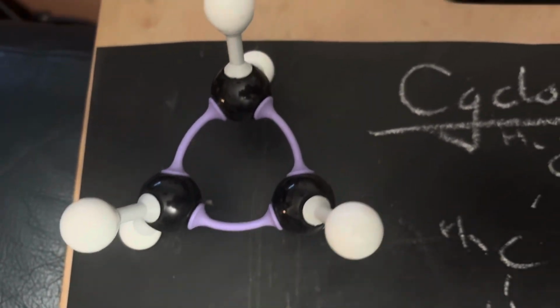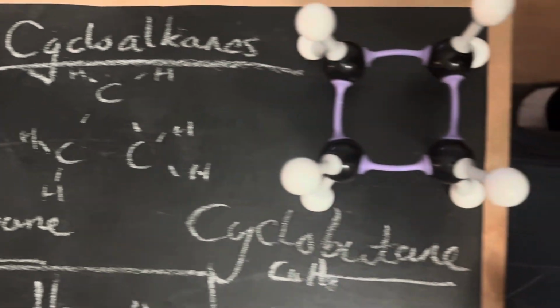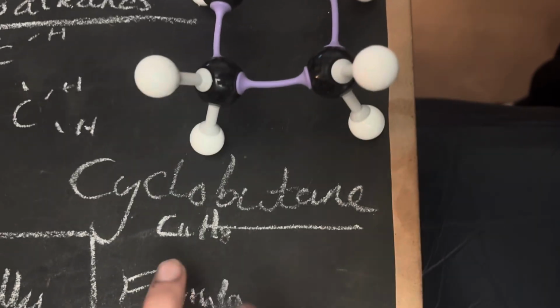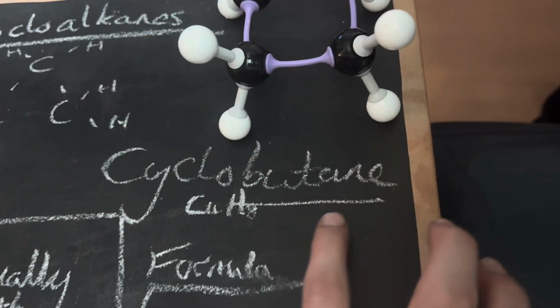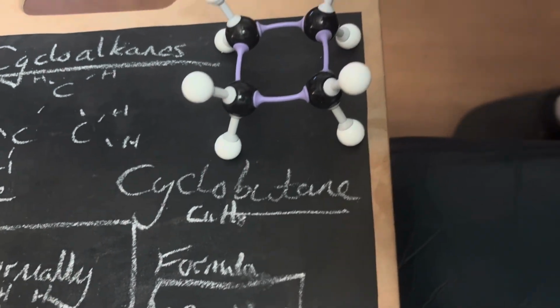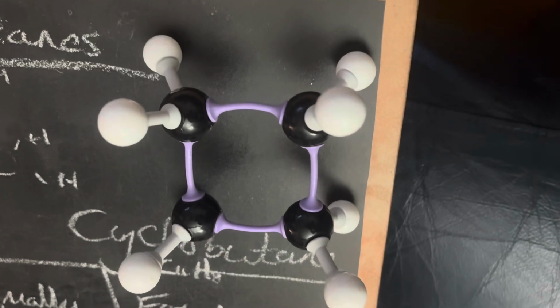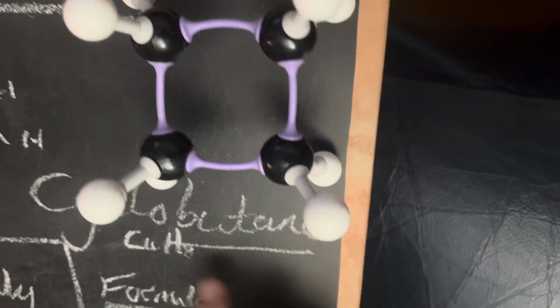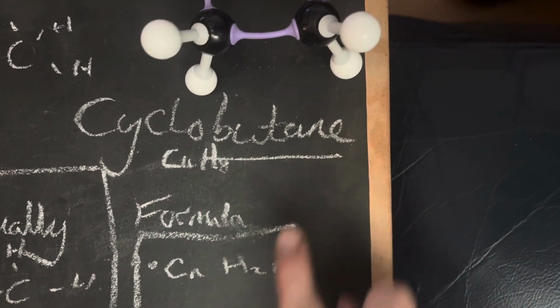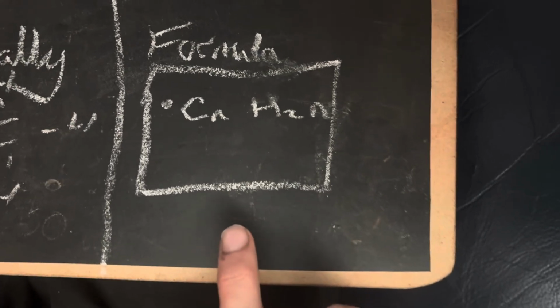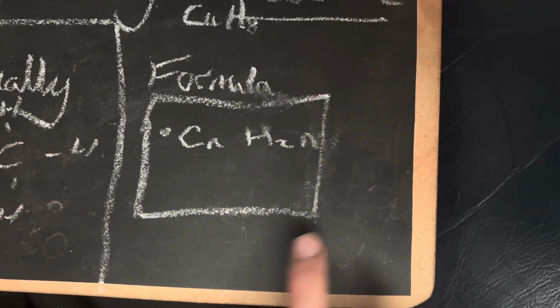The next step up would be cyclobutane, which is here. Cyclo means a closed shape, and it's named the same as every other alkane, but takes the formula of an alkene, CnH2n.